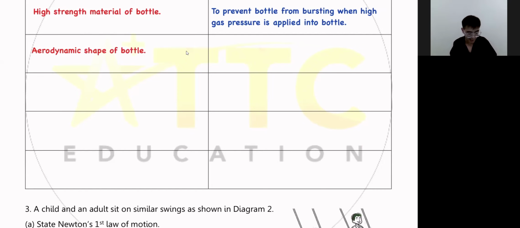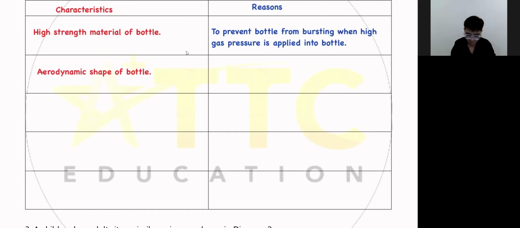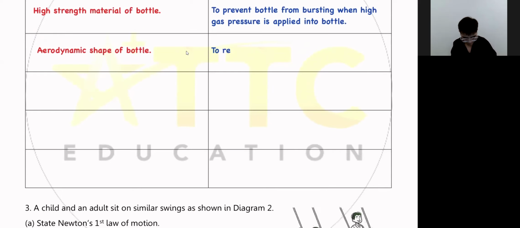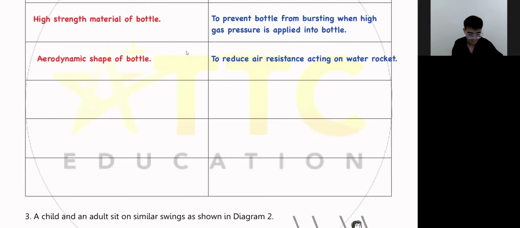Just to let you all know, because I won't know what your school exam question will be asking you, remember for ships, you write streamline shape. But for cars, aeroplanes, rockets, we use this word called aerodynamic, for the shape, to reduce the air resistance. So the main objective, like I said, is to reduce air resistance acting on the water rocket. That's the reason why you choose it to be aerodynamic shape. Clear? Then the next one.